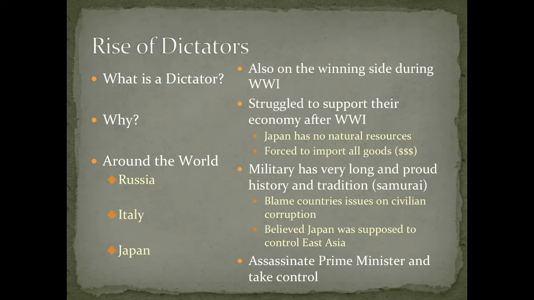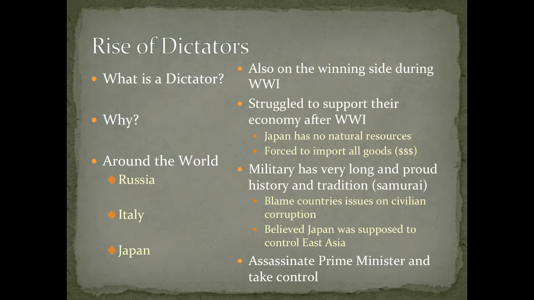The problem is that Japan was struggling horribly economically after World War I. Japan tried to industrialize. They tried to be like everybody else. They tried to build cars. They tried to build new technology. But the problem is Japan has no natural resources, and so they were forced to import all of their goods, which cost a lot of money.